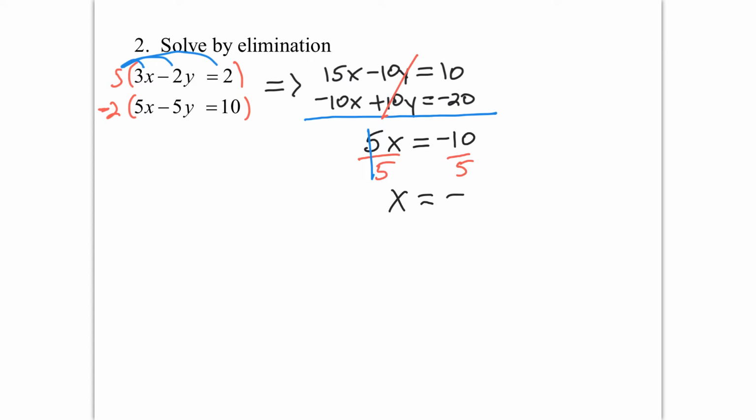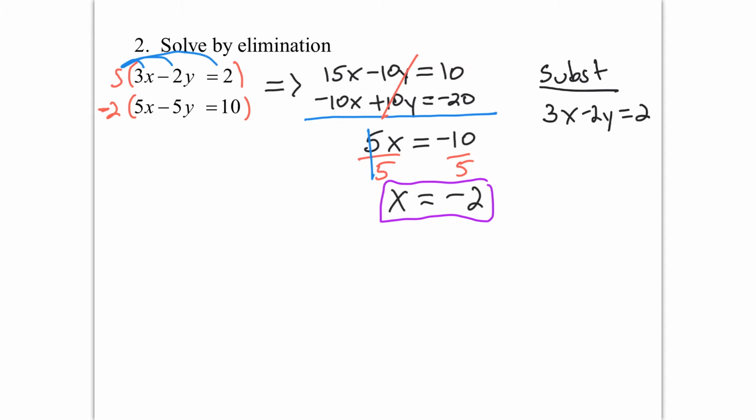All right, so now you have to go back and substitute the x, which is negative 2, into one of the original equations. So you look at the top, you look at the bottom. I like the top equation, so you are going to substitute. When you substitute, let me just rewrite the equation: 3x minus 2y equals 2. I'm going to substitute into the x because that's what we have.